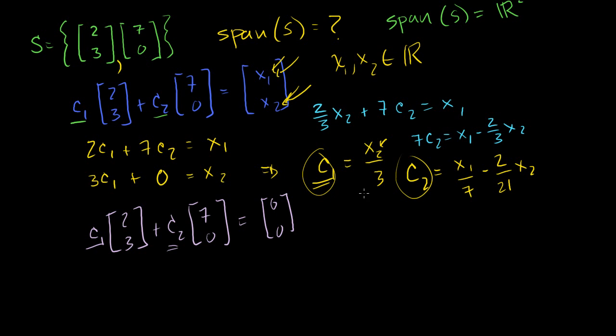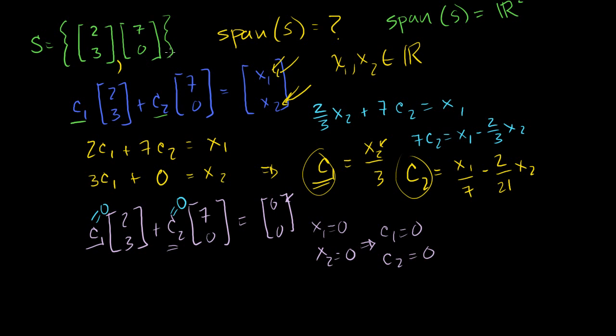We've already solved for it. So if x1 is equal to 0 and x2 is equal to 0, this is just a special case where I'm making them equal to the 0 vector. If I want to get the 0 vector, c1 is equal to 0 over 3, so c1 must be equal to 0. And c2 is equal to 0 over 7 minus 2/21 times 0, so c2 must also be equal to 0. So the only solution was setting both of these equal to 0.